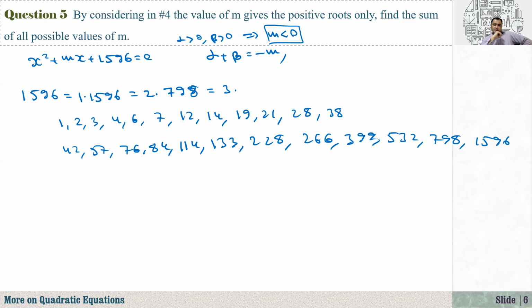Alpha plus beta. By considering in number 4, the value of m gives the positive roots only. So when m gives positive roots, it is negative. Find the sum of all possible values of m. So alpha times beta is equal to 1596, positive, and we consider the product and the sum.